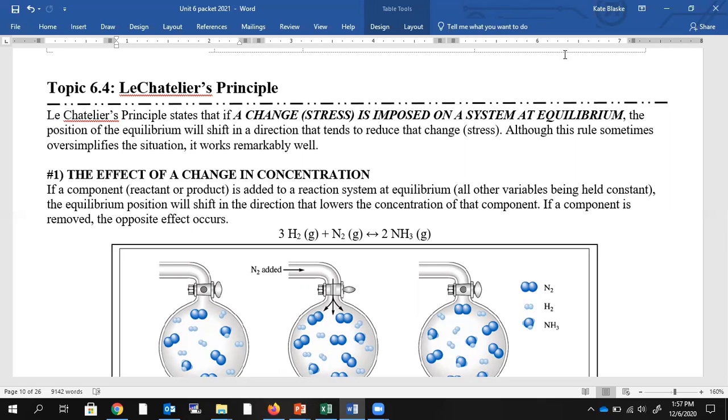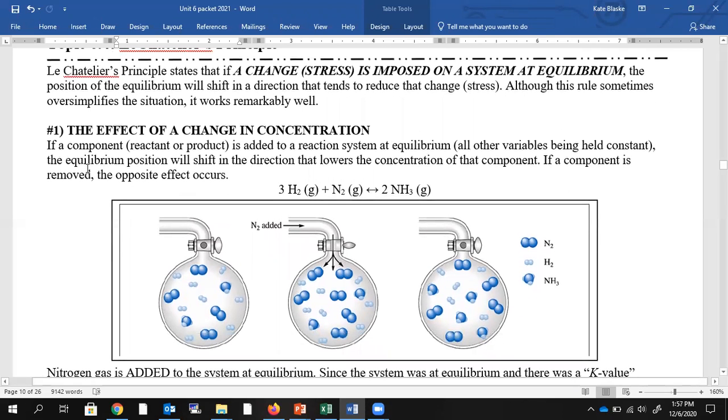So we're going to talk about four big changes, I think, modifications that we can make to that system to figure out how it's going to affect things. So the first big stress or change that we can make to a system that's already in equilibrium is to change a concentration of either a reactant or a product. And so this states that if we add either a reactant or a product to a system that is already at equilibrium, the equilibrium position will shift in the direction that lowers the concentration of that component.